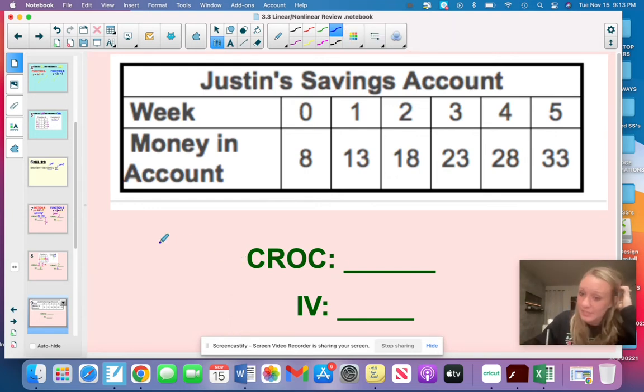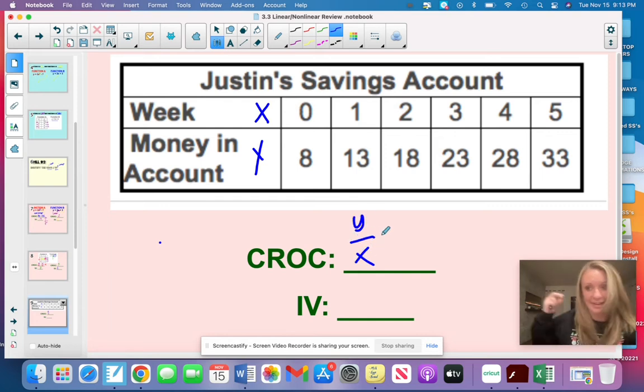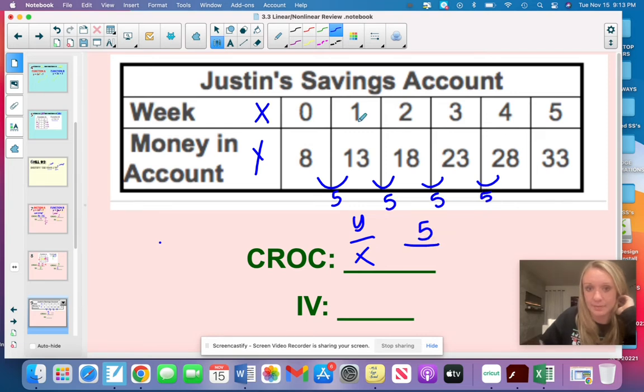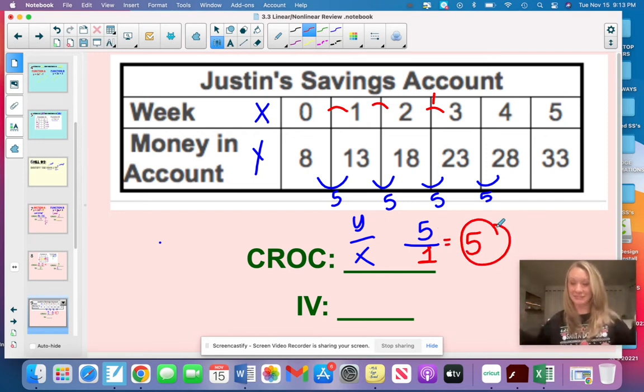For this table, please don't be freaked out that it's going horizontally. It really doesn't matter. This is still x and this is still y. The crack for a table is y over x, y over x, y over x, y over x. For my y values, I can see that these are going up by 5s. 5, 5, 5, 5. So I've got 5 on top. My x values are going up by 1 all the way across. Okay, well, guess what? 5 over 1 is the same as 5. So the crack for the table is 5.